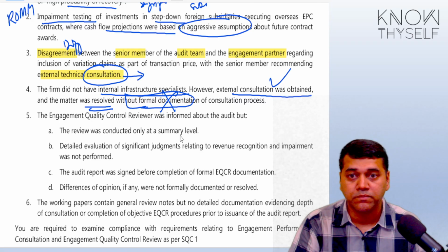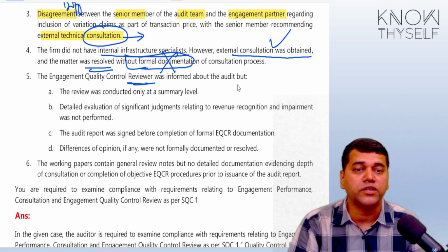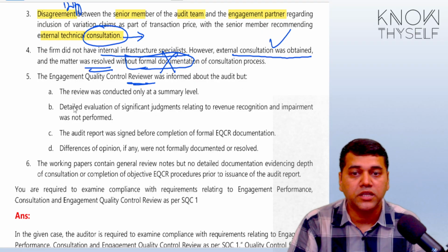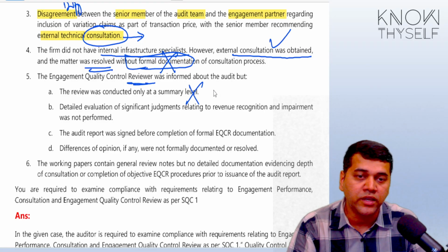That is missing. Then the engagement quality control reviewer was informed about the audit, but the review was conducted only at a summary level. No, you have to see all the significant judgments.